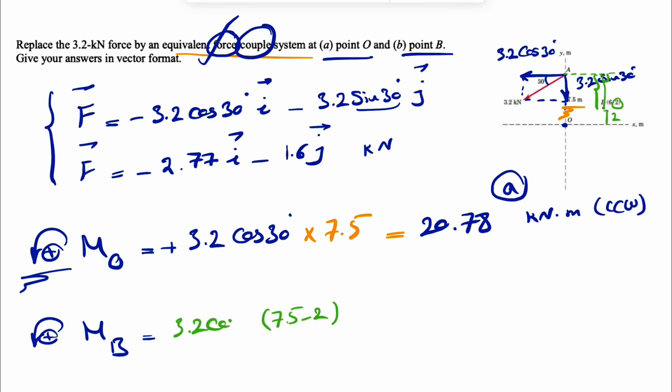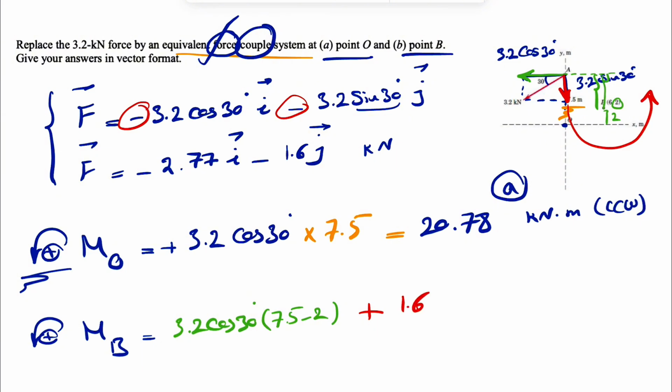So 3.2 cosine of 30. That's the moment of the X component. I'm going to show the Y component in a different color, maybe red. So this will be the moment of red. This is also counterclockwise, so another positive moment. Again, we don't care about this negative sign in here because we are counting those in the direction of the moment.